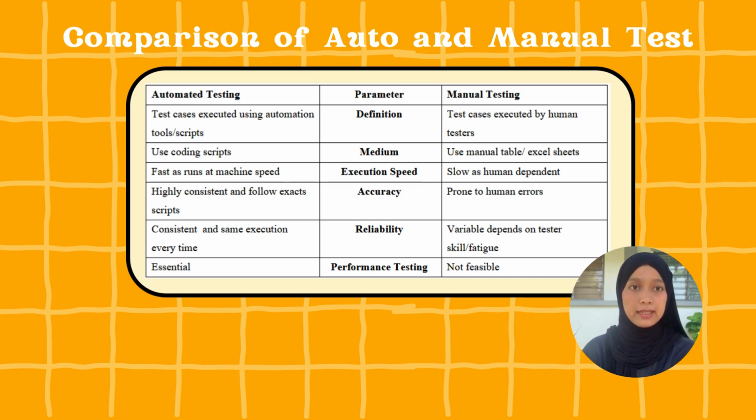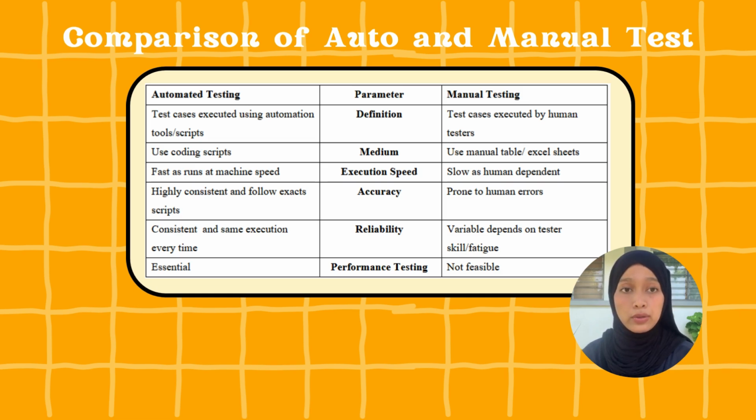Next is the comparison between automated testing and manual testing. The definition of automated testing is that the test cases are executed using automation tools or scripts, while in manual testing, the test cases are executed by a human tester. The medium for automated testing is usually a coding script, while manual testing uses manual tables or Excel sheets. The execution speed for automated testing is much faster and runs at machine speed, while manual testing is slow, as it is human dependent.